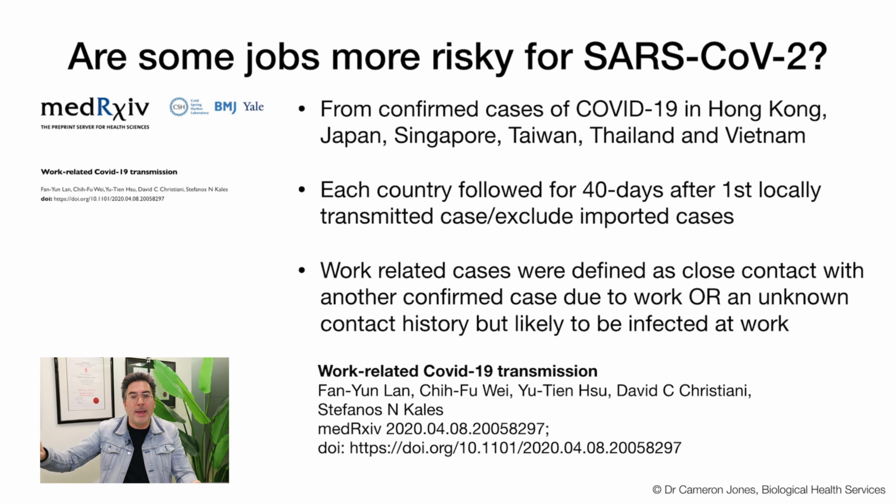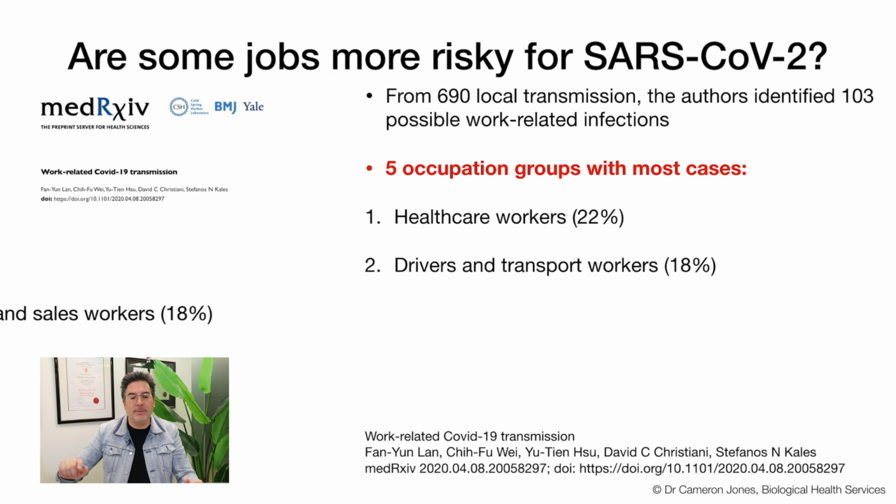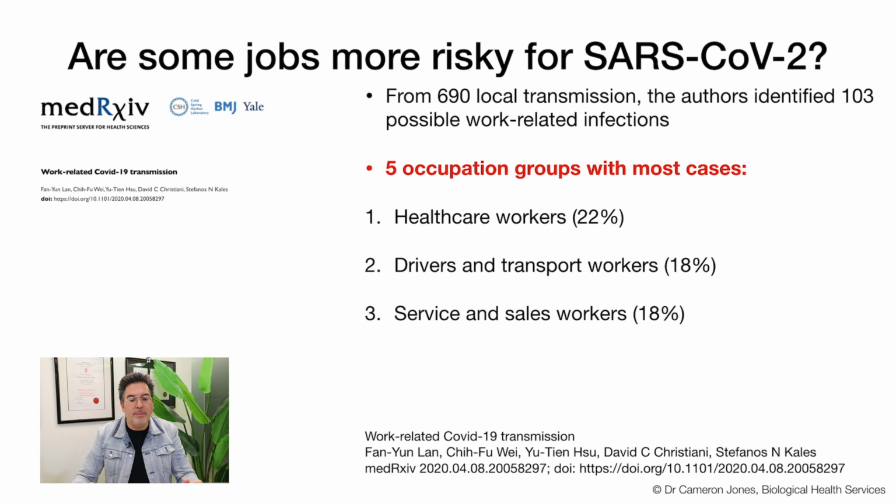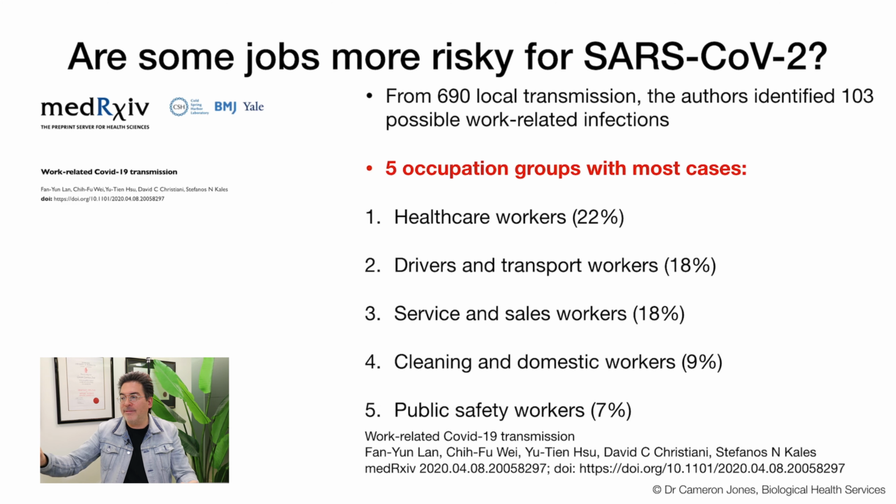And the 5 occupation groups with the most cases were healthcare workers. Well, that's a bit of a no-brainer, we know that, but the paper goes into a lot more detail. I'm going to cover that in a few minutes. Second, drivers and transport workers at 18%. The third most risky occupation, service and sales workers at 18%, same as drivers and transport workers. And at 9%, cleaning and domestic workers. And the number 5, rounding it out, public safety workers.